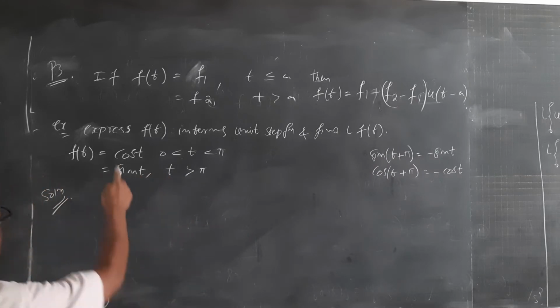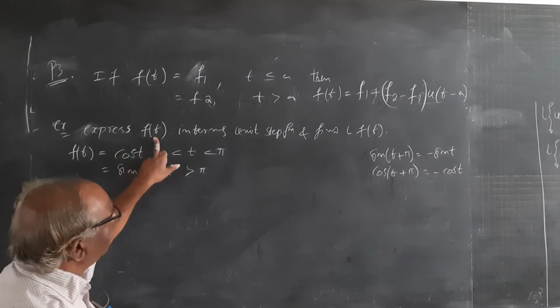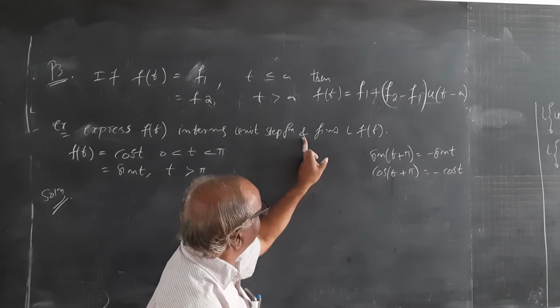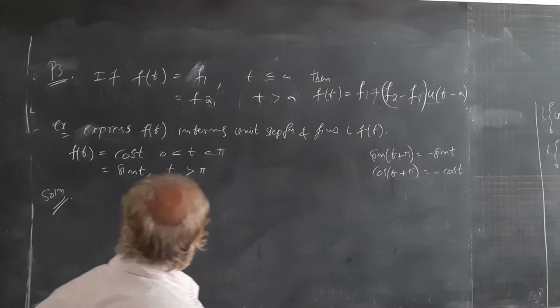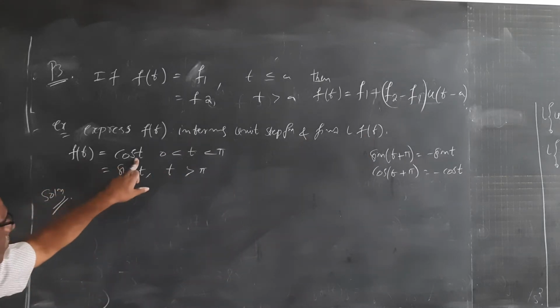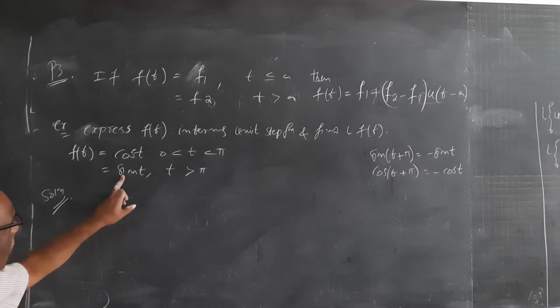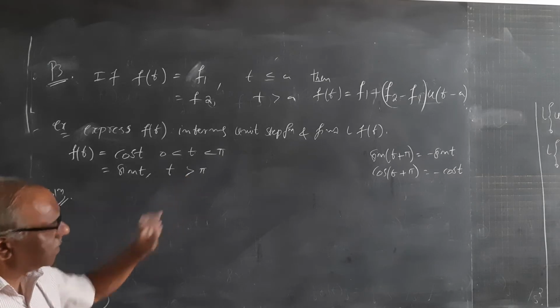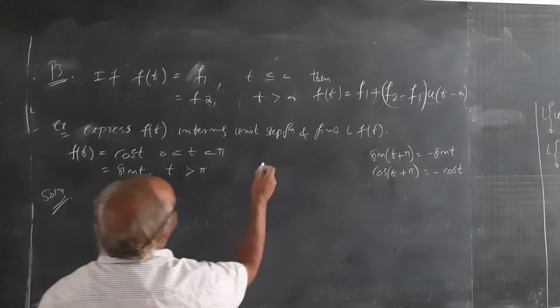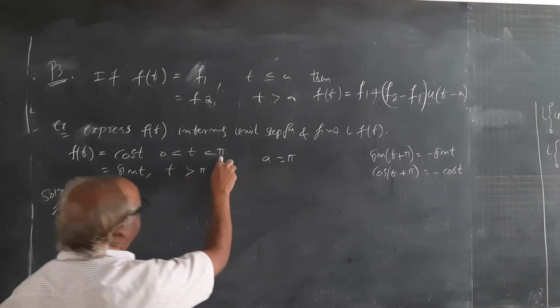Now suppose there is an example like this. Express f of t in terms of the unit step function and hence find L of f of t. What is f of t? f of t is equal to cos t in the interval 0 less than t less than pi, and it is equal to sin t for t greater than pi. Here observe that the value of a is pi.